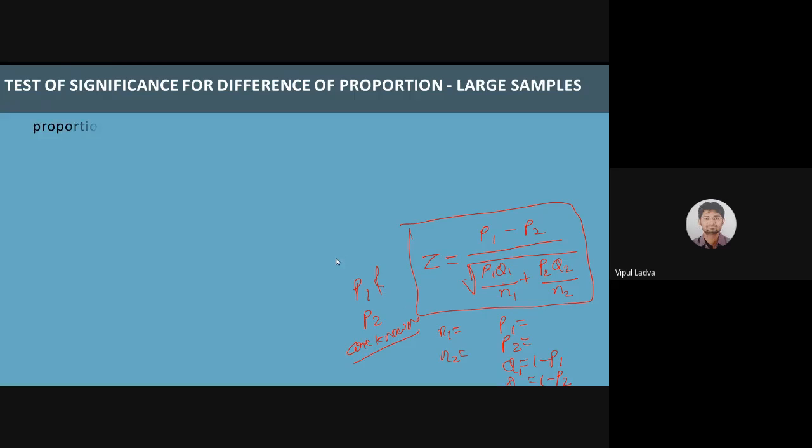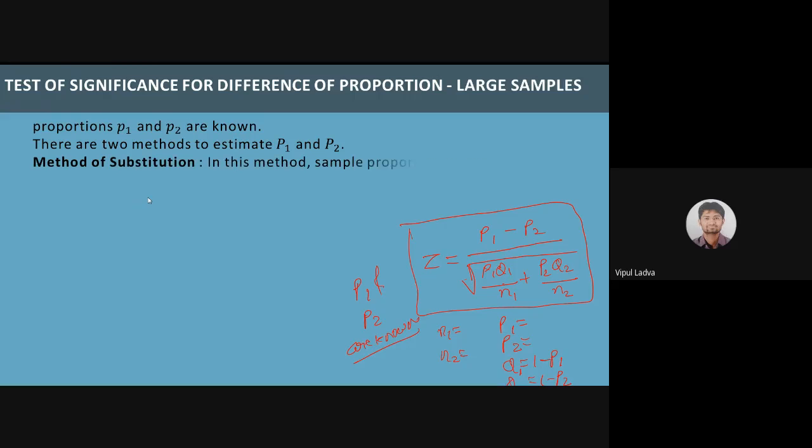But if capital P1 and capital P2 are not there, and instead we have the sample proportions P1 and P2, in that case, इस केस में, सेकेंड केस में फिर दो केस है. We can find P1 and P2 इस तरीके से, by the method of substitution. सिंपली क्या करना है, फॉर द मेथड ऑफ सब्स्टिट्यूशन, यहाँ पे जो कैपिटल P1 P2 है, उसको रिप्लेस कर दीजिए स्मॉल p1 q1 से.